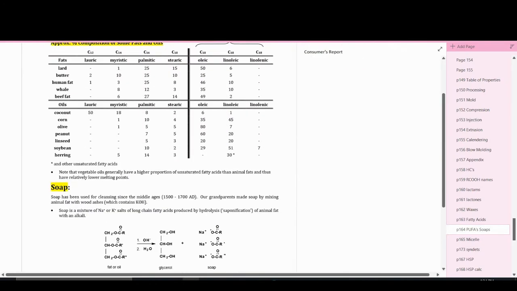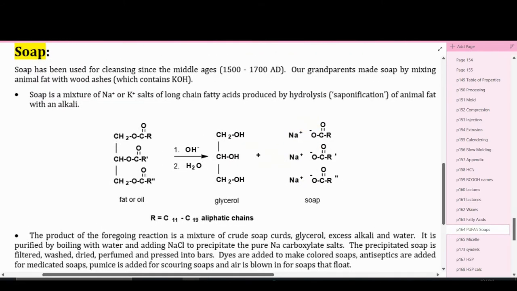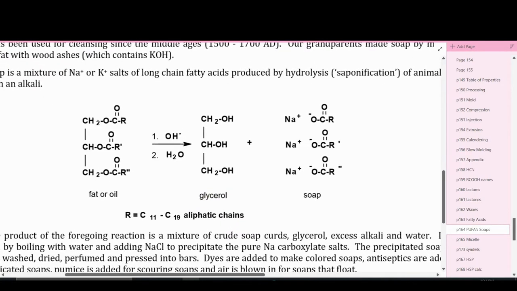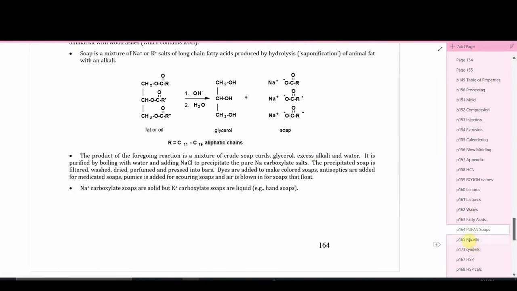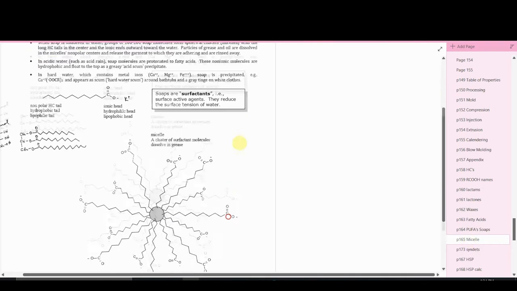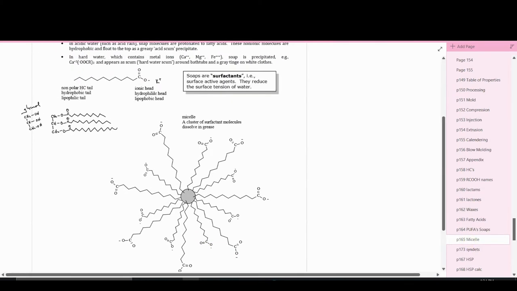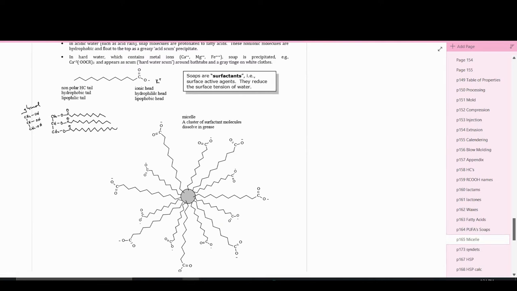And of course, these triglycerides containing all these fatty acids are saponified. They're hydrolyzed in base solution to obtain the glycerol and the fatty acids from which we make soaps. And then this leads us to the subject of micelles, which we talked about before. So it all is one large connected piece in which these same organic molecules appear again and again in different applications. Let's go back to our look at polyesters.